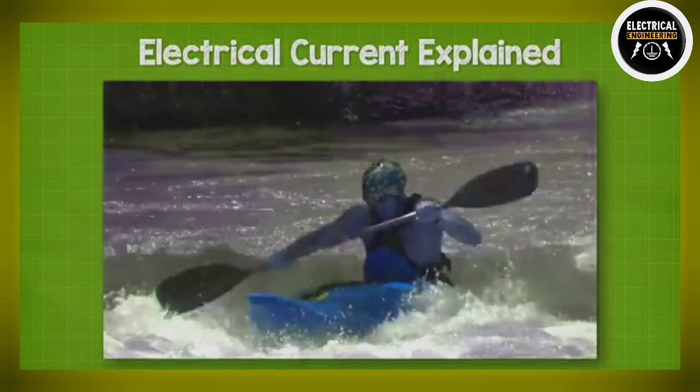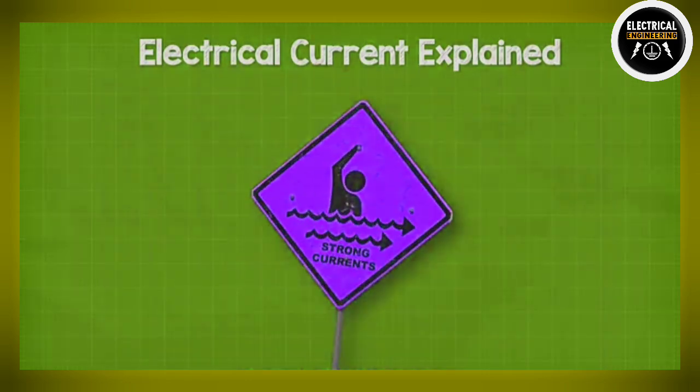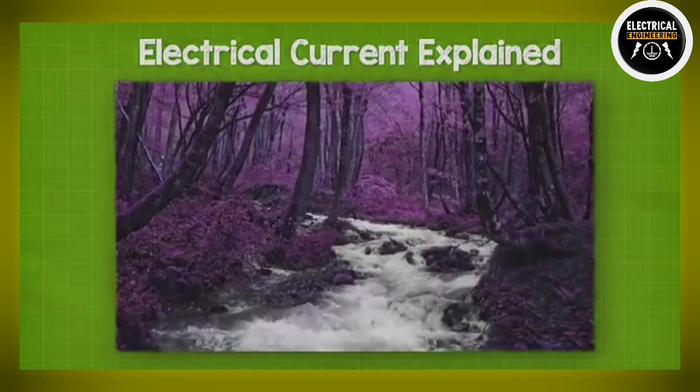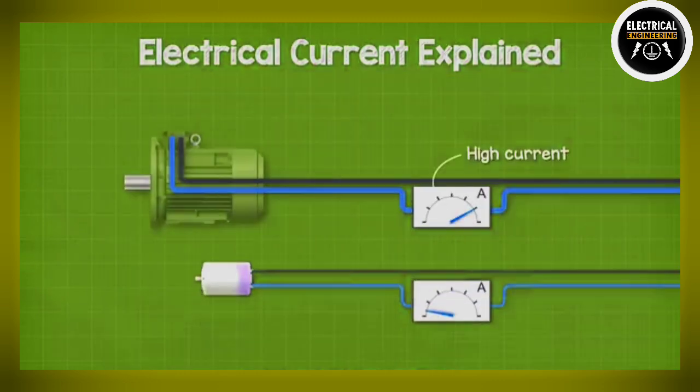People often refer to a river or the tide of the sea as having a strong current. It's very similar to electricity. A river with a lot of fast-flowing water is said to have a strong current. The same with electricity.